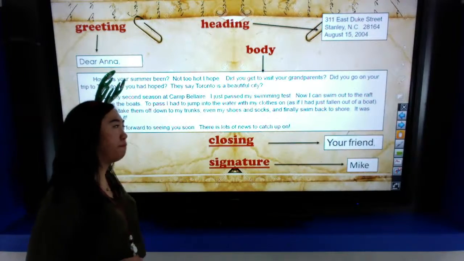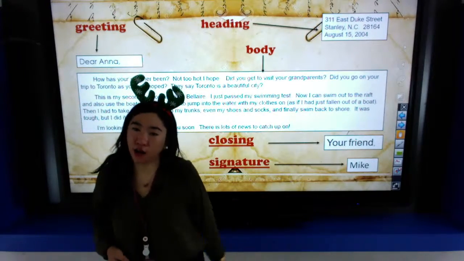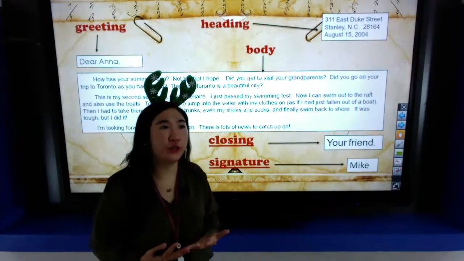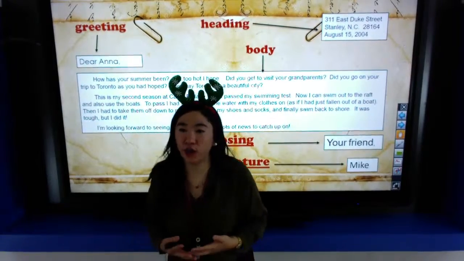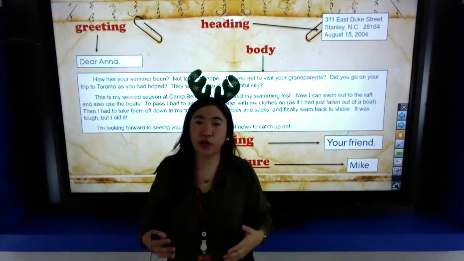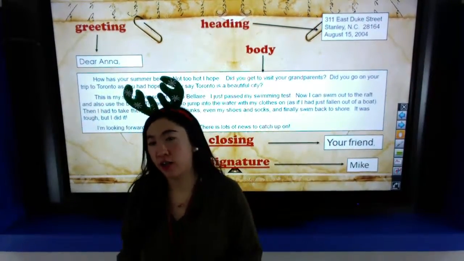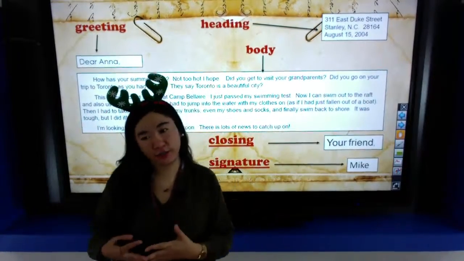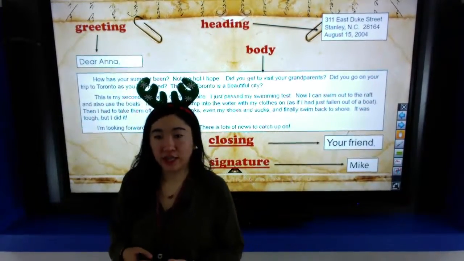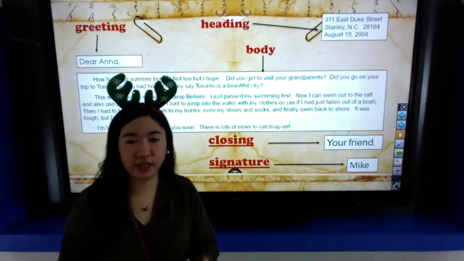How about the most important part of the letter? It is where you express your thoughts. It is where you write what you want to say to the receiver of the letter. It's the body. Very good, Chanyeon.